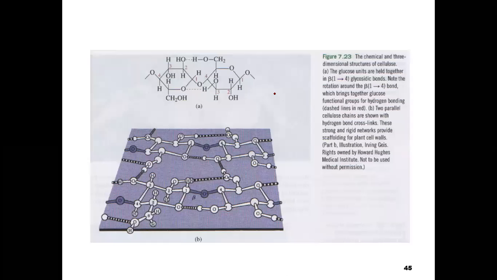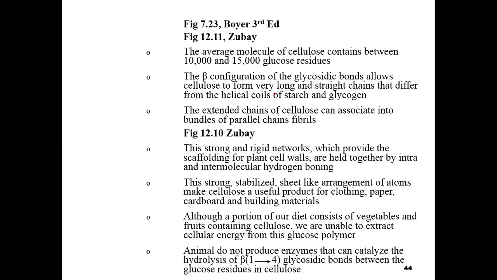This is the structure of, say for example, the cellulose molecule. Other than the beta 1,4 linkage, there are also cross-linking hydrogen bonds present in this molecule. These hydrogen bonds can be intra- and intermolecular. Because of this hydrogen bonding, it makes a strong and rigid network, and this rigid network provides the scaffolding for the plant cell wall.